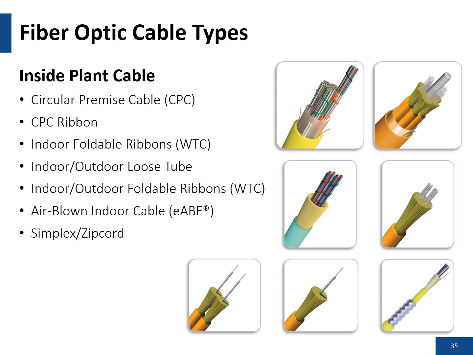There are indoor-outdoor foldable ribbon wrapping tube cables. There are also cables that are called air-blown or air-assisted installation cables. We call one EABF, which is basically a listed indoor cable that utilizes an air jetting system. And then there are your typical, what we call cordage, which are simplex or zip cords, which are pre-terminated with connectors, and these go from your fiber management shelves to your active transmitter and receiver elements.